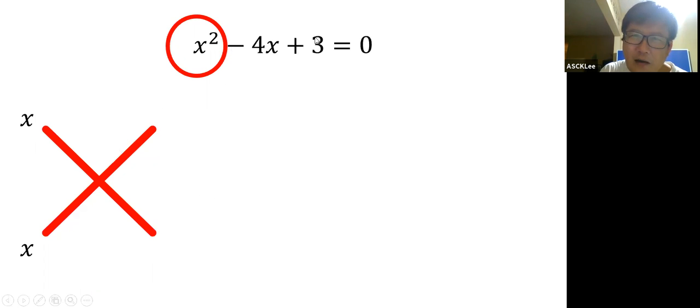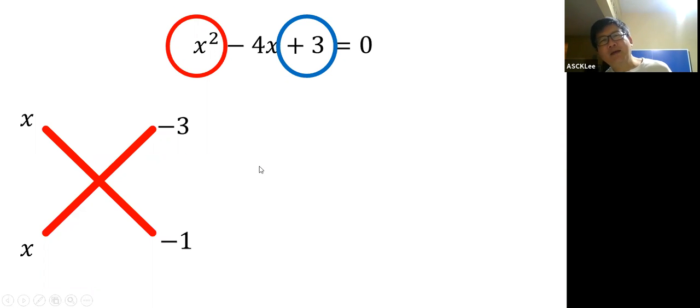So here, when you see a minus in the middle, like minus 4 in this case, that means when you try to fill up this side here, you've got to fill it up with negative numbers. So for here, it has to be minus 3 and minus 1. It cannot be 3 and 1, because if you have 3 and 1, you're going to end up with a positive here. It's not going to match.